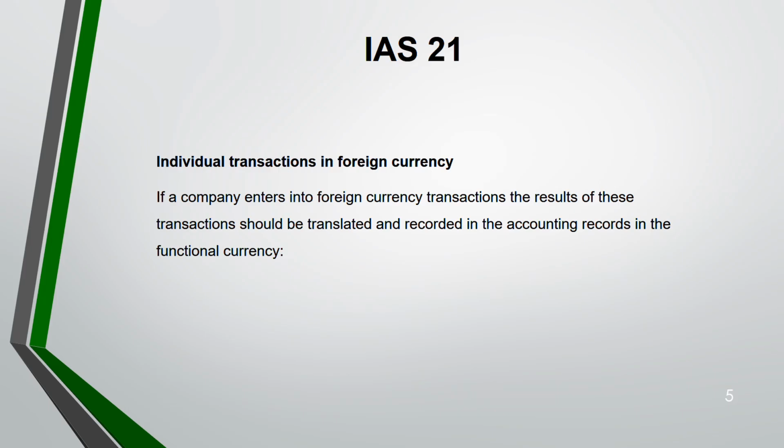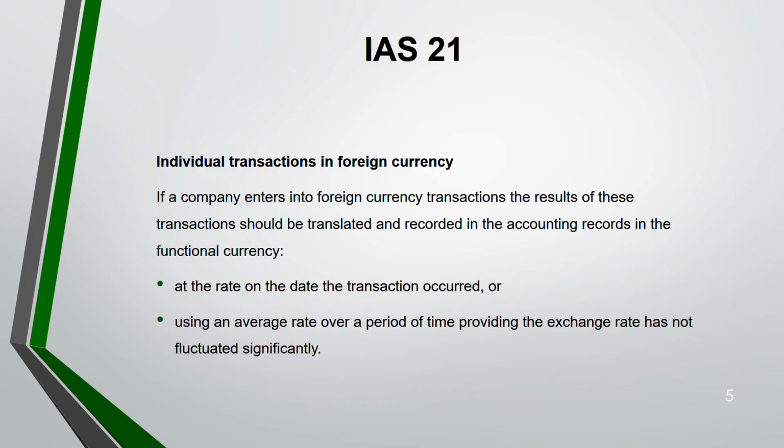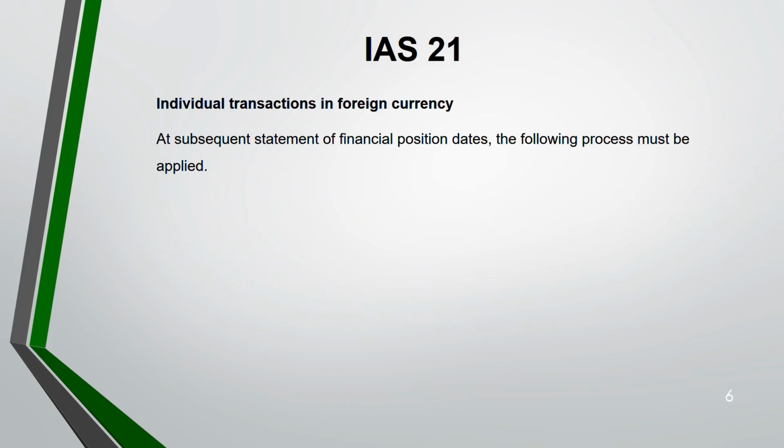If a company enters into a foreign currency transaction, the result has to be translated and recorded in the accounting records at the rate on the date the transaction occurred, or using an average rate over a period of time, providing the exchange rate has not fluctuated very significantly. Now, at a subsequent statement of financial position date, the following process has to be applied.